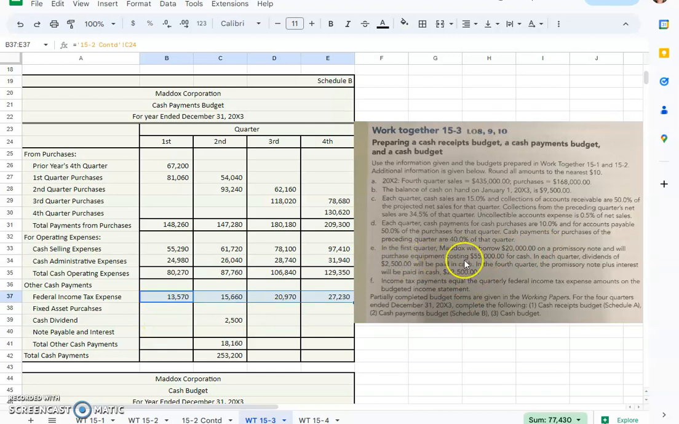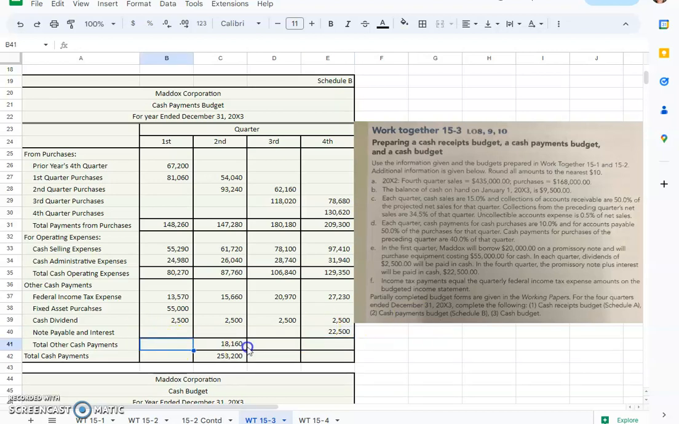We will purchase equipment costing $55,000 for cash, and that was still in the first quarter, so we'll go ahead and put that $55,000 here in the first quarter for a fixed asset purchase. And then cash dividends. In each quarter, dividends of $2,500 will be paid in cash. So we'll go ahead and put that $2,500 in each quarter. Okay. And then promissory note plus interest will be paid in cash, $22,500 in the fourth quarter. Okay. So put that here.